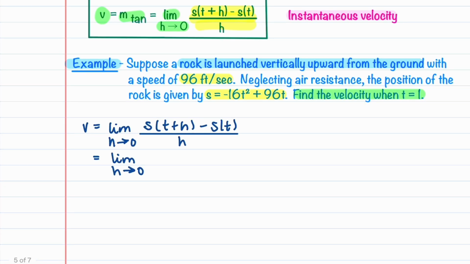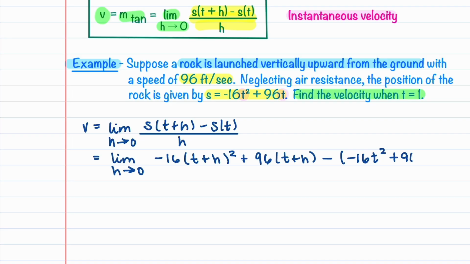Now we're going to substitute in what s is. s of t plus h is going to be minus 16, and then up in our formula, wherever we have a t, we're going to substitute in t plus h. So this is minus 16 t plus h quantity squared plus 96 t plus h minus s of t, which is minus 16t squared plus 96t. And we're going to divide all of this by h.